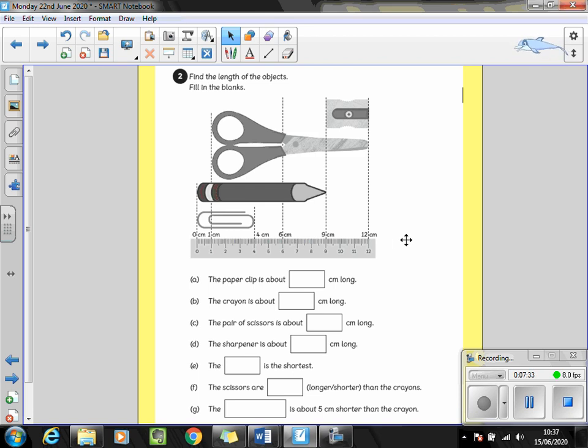Have a go at measuring those 4 objects first, find out the length of them. We want to know which one is the shortest. We want to know if the scissors are longer or shorter than the crayons. And we want to know which object is about 5 centimetres shorter than the crayon. You might want to do some jottings in your book or in your journal to help you.